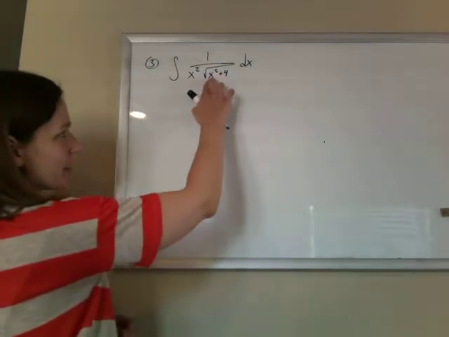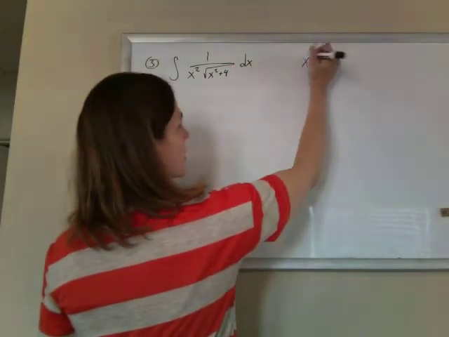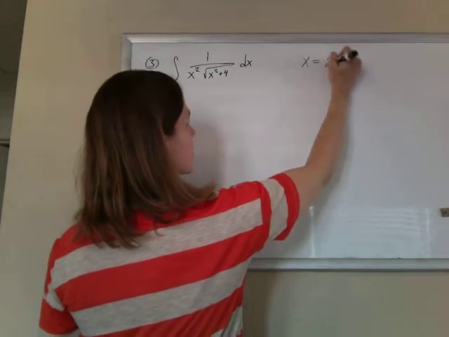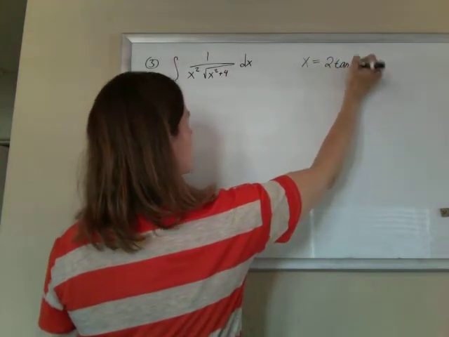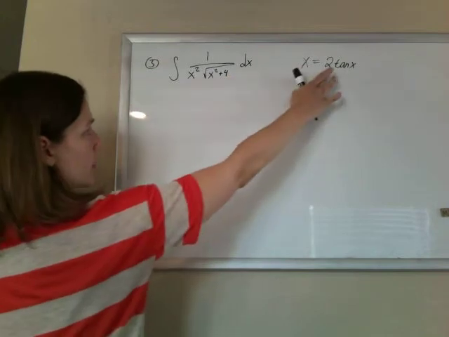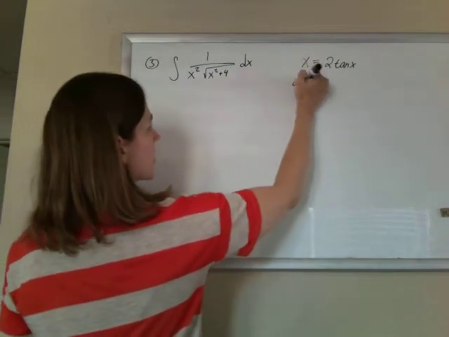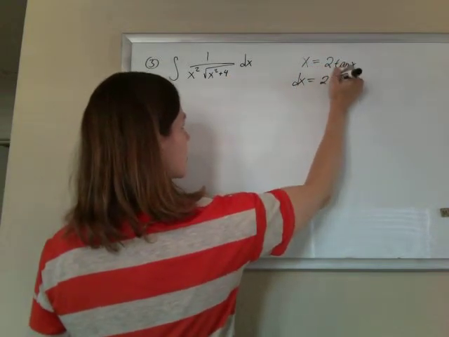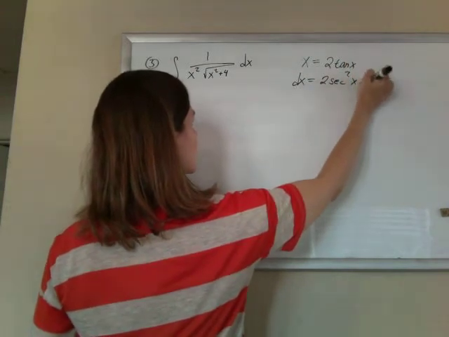So we see x squared plus 4, so our trig sub is going to be tangent. So it's going to be x = 2 tangent θ, because the square root of 4 is 2. Never forget to get your dx. It's going to be 2 secant squared θ dθ.